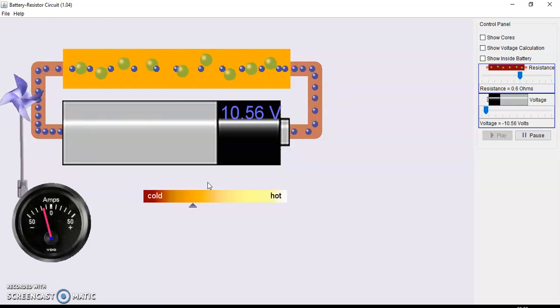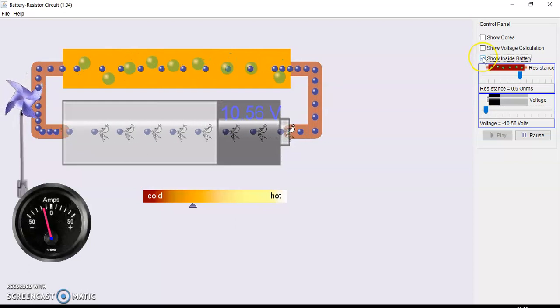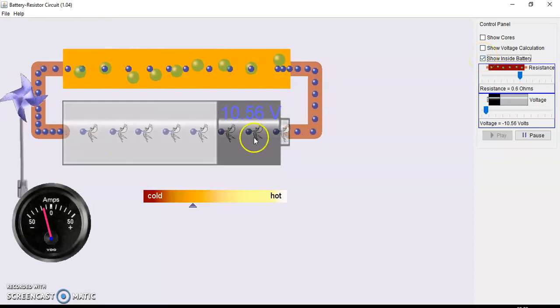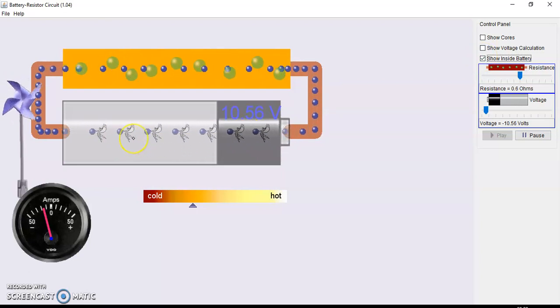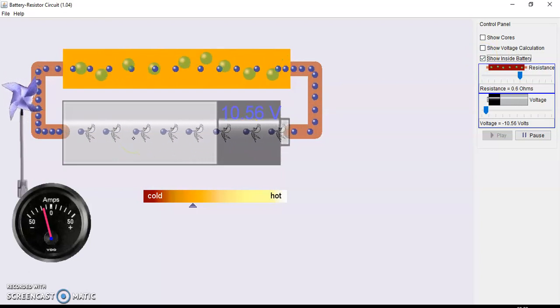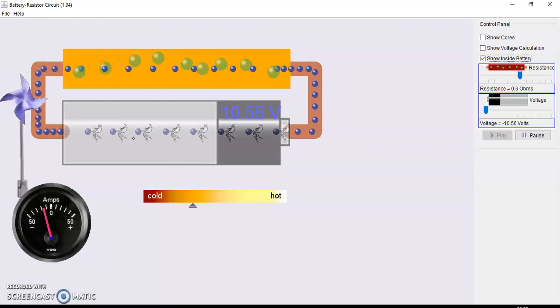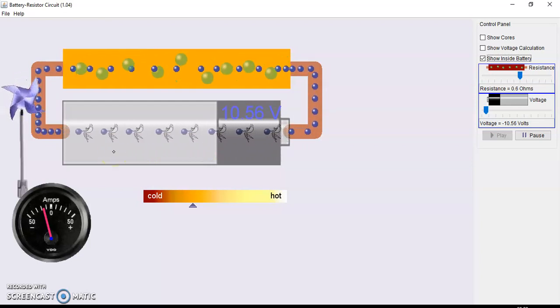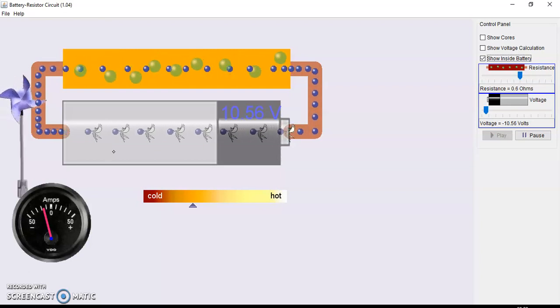So let us see what is actually happening inside this battery or a cell. See students, these small birds which are visible here, they are not actually there inside any battery. That is just an indication. They are moving in a particular direction, and that direction has been decided by the battery.